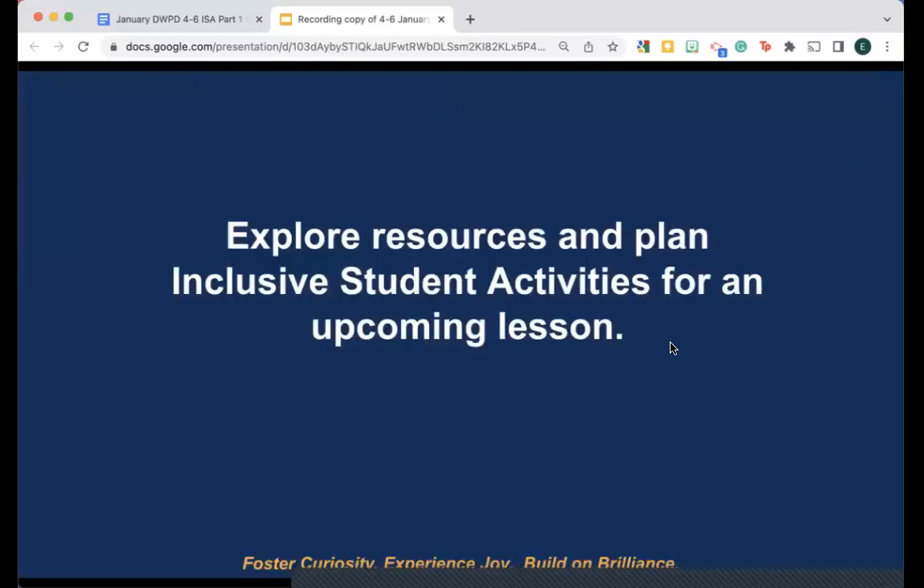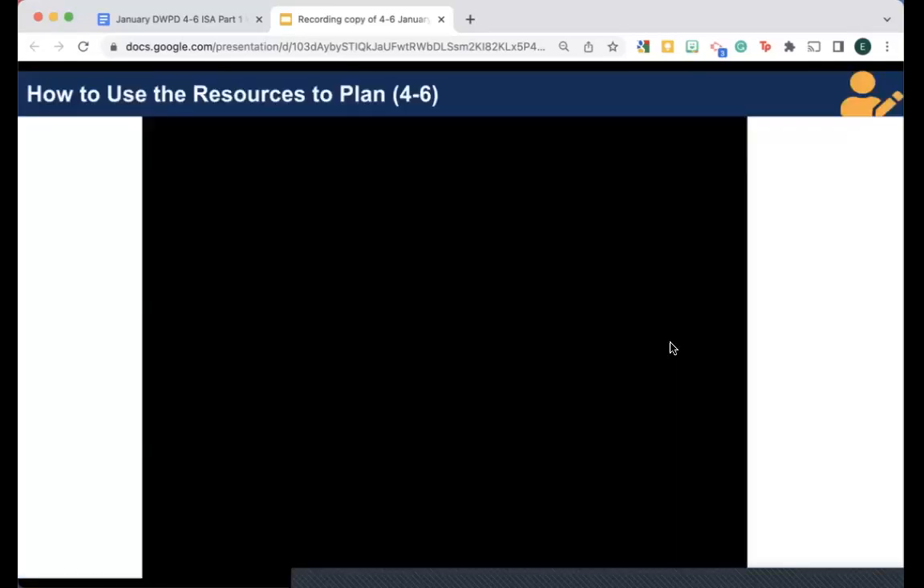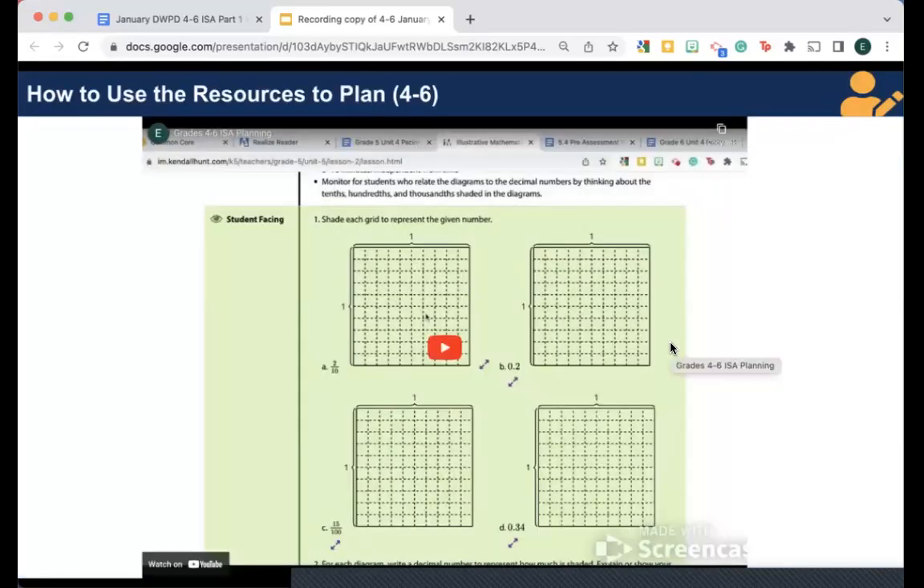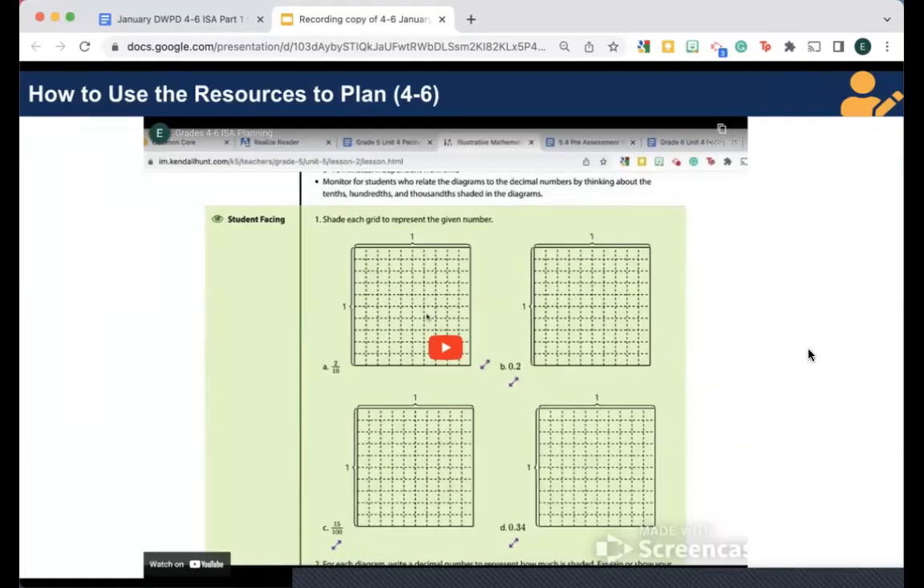Let's think about what resources are available as we plan for ISA. I'm going to play a fairly short screencast that's going to walk through some of the resources that you might use as you plan ISA.